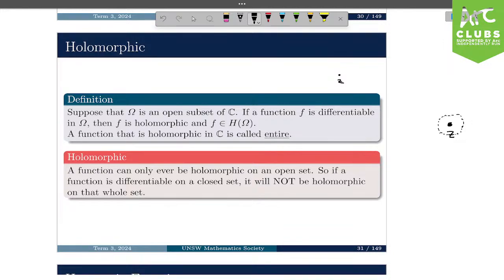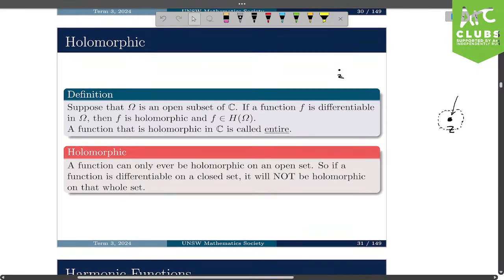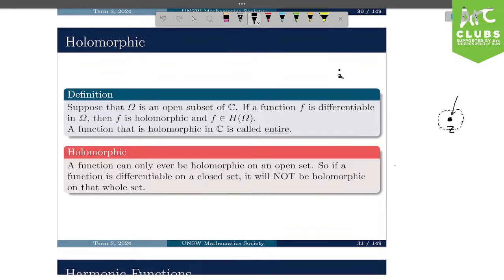This turns out to be quite a restrictive property. It implies that the function is actually infinitely differentiable at that point z, right? And it also means that it's locally equal to its own Taylor series around that point, right? And a function that is holomorphic across the entire complex plane is called entire, right? Now, one thing to note is that a function can only ever be holomorphic on an open set.